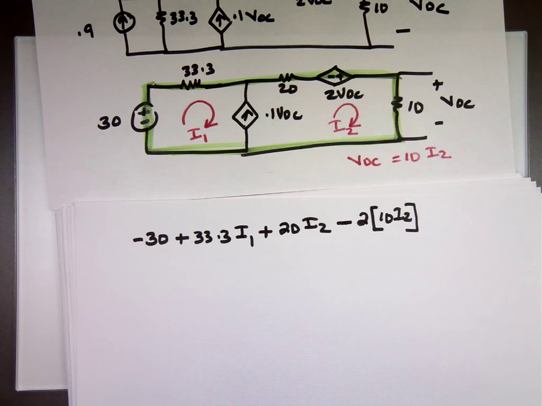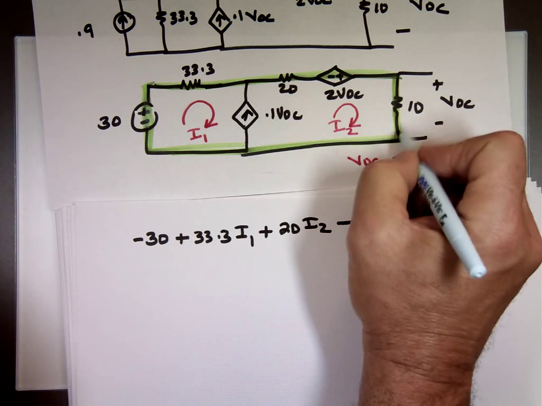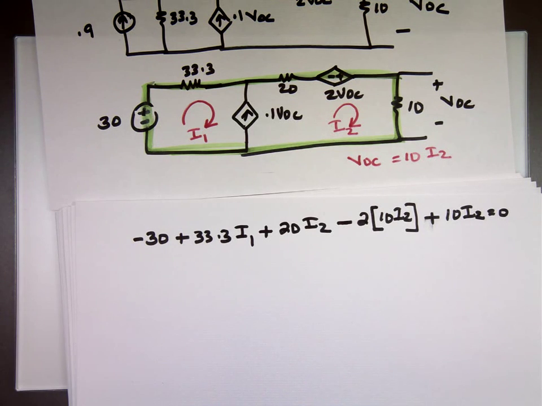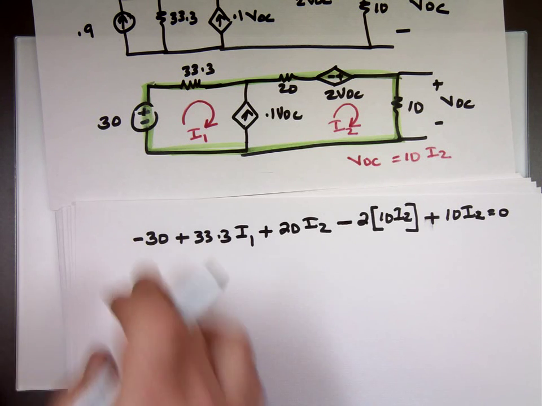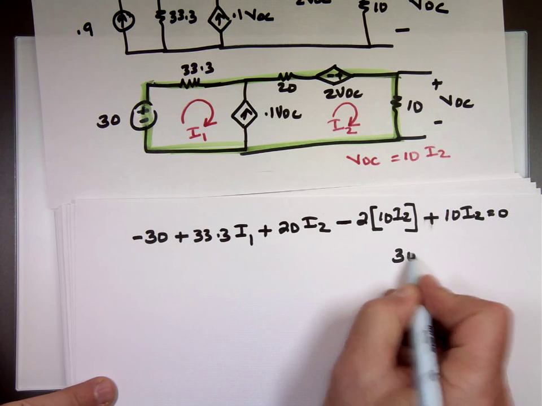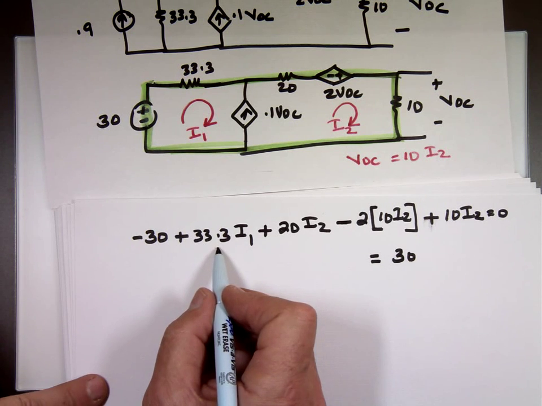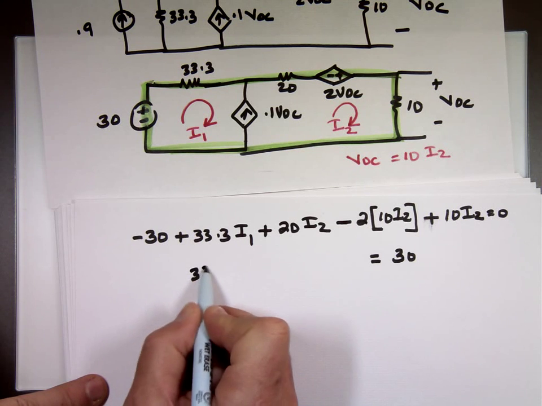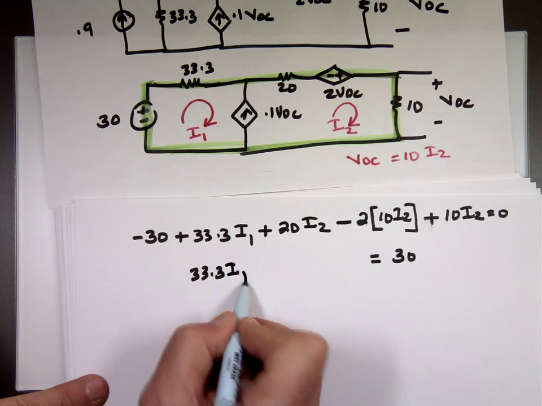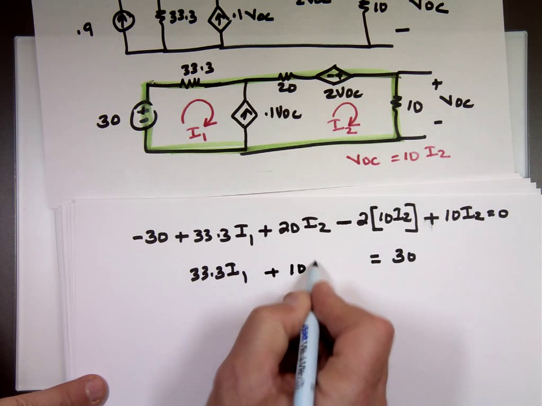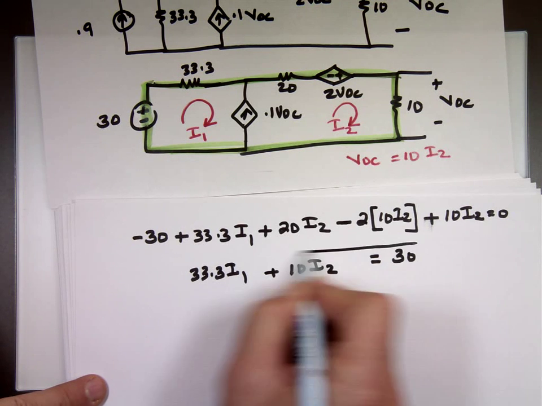Plus what? What's the voltage here? 10 I sub 2. Move the 30 to that side. That's 30 equals what? 33 I sub 1, 20 I sub 2 minus 20 I sub 2, they're gone, right? Plus 10 I sub 2. That's equation number 1.